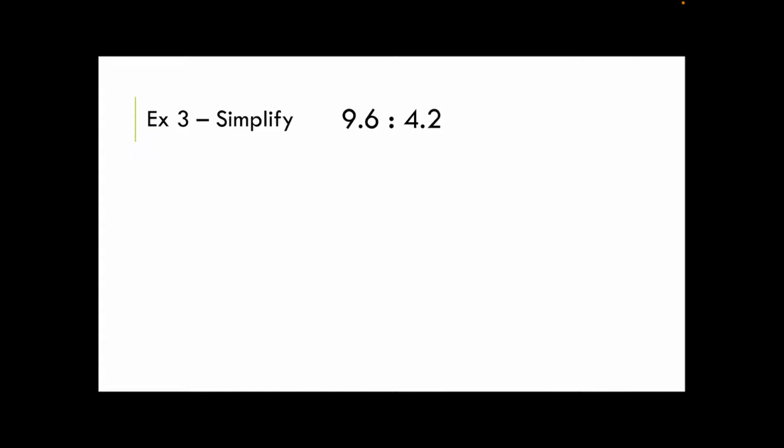If we were given a ratio with a decimal point, the first thing I would do is multiply by 10 to move everything up a place, and that is going to get rid of my decimal there. So times that by 10 to get 96, and whatever we do to one side we must do to the other, so that is going to give me 42.